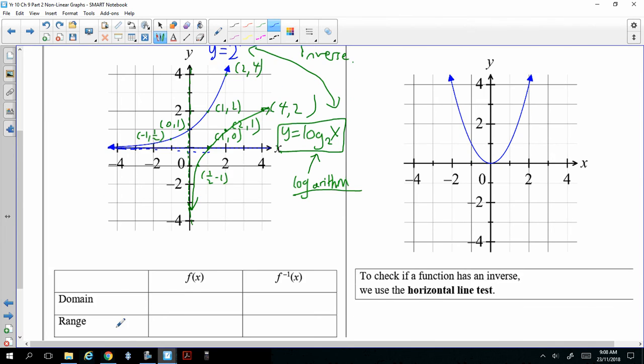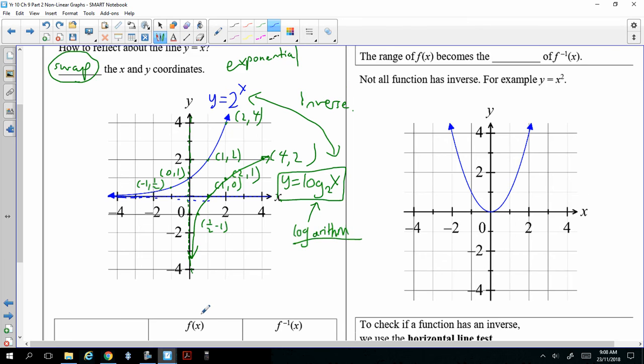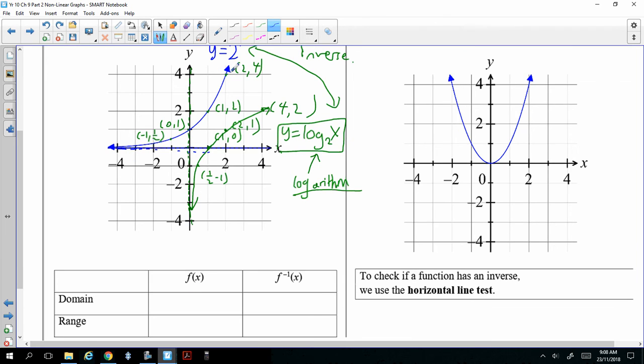The domain will be all real x, and how about the range? No, not all real. Y is greater than 0. Very good. And if you look at the inverse, what's the domain? X is greater than 0, and the range is all real y.